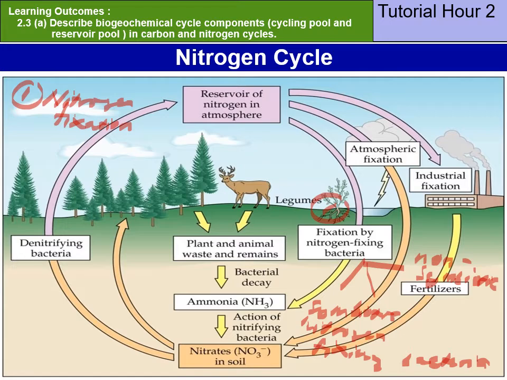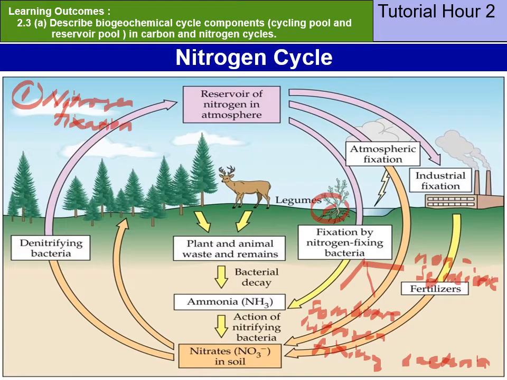An example of symbiotic nitrogen fixing bacteria is Rhizobium species, found in the root nodules of legumes. For the free living type, examples are Azotobacter species and also cyanobacteria. For the symbiotic type, as I mentioned, Rhizobium is found in the root nodules of legumes.